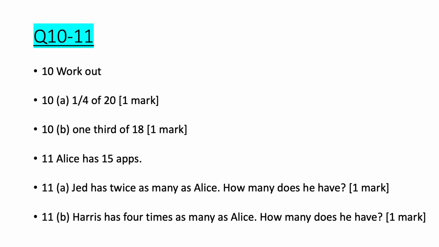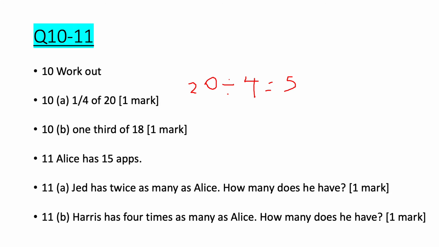Okay. This is question number 10, 10A. Work out a quarter of 20. So a quarter means dividing it by 4. So 20 divided by 4, guys, is equal to 5. Okay, so 4's into 20. 4, 8, 12, 16, 20.